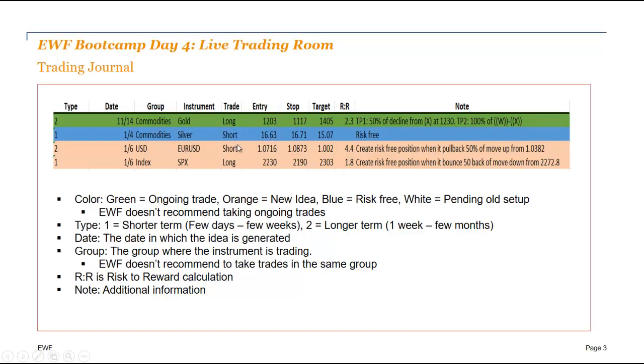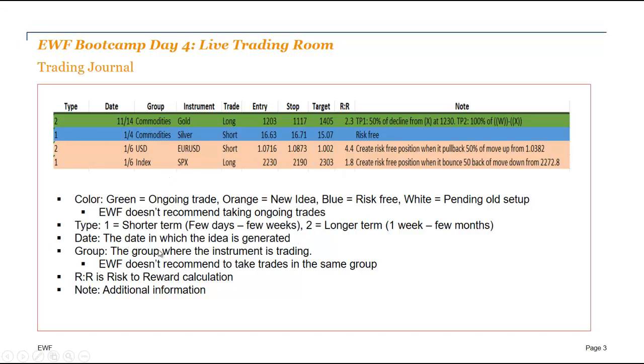Otherwise, if you join and this is already filled, so it's already moving, we don't recommend you try to trade this anymore. Now there's also a type column here. Type 1 is a shorter term trade, which means a few days to a few weeks. Type 2 is a longer term trade, 1 week to a few months. Okay, and then the date column means the date on which the trade idea is generated.